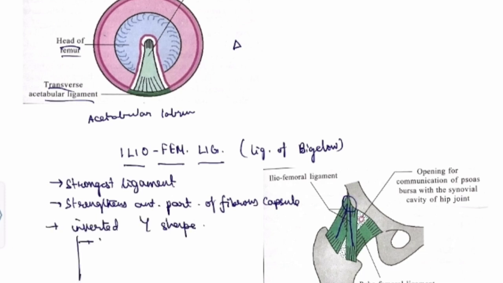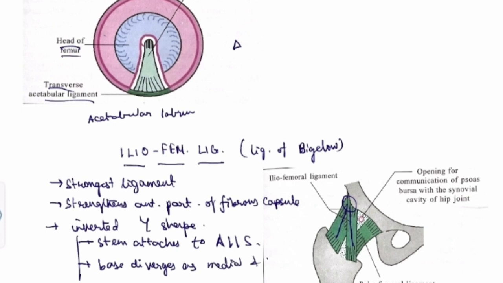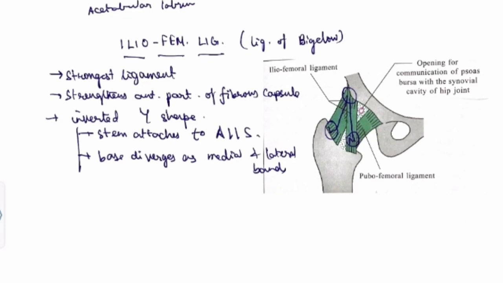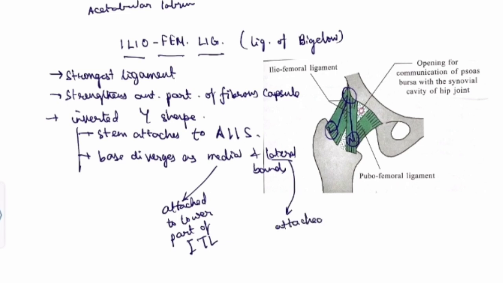The stem, that is this part, attaches to the anterior inferior iliac spine. The base diverges as medial and lateral bands. A medial band and a lateral band. The medial band is attached to the lower part of the intertrochanteric line. The lateral band is attached to a tubercle in the upper part of the intertrochanteric line.